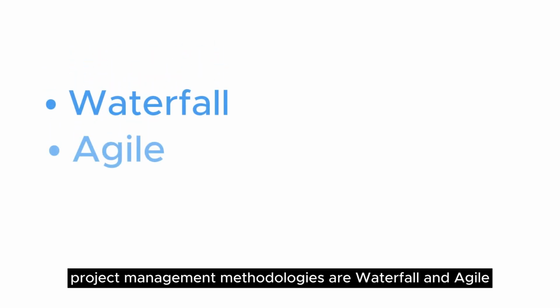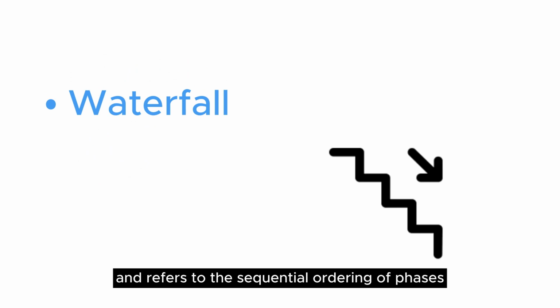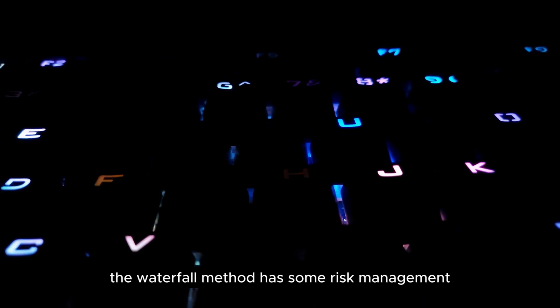Today we are diving into two of the most common project management methodologies: Waterfall and Agile. Waterfall as a methodology was created in the 70s and refers to the sequential ordering of phases. You complete one at a time down the line, like a waterfall starting at the top of the mountain and traveling to the bottom. The waterfall method has some risk management.